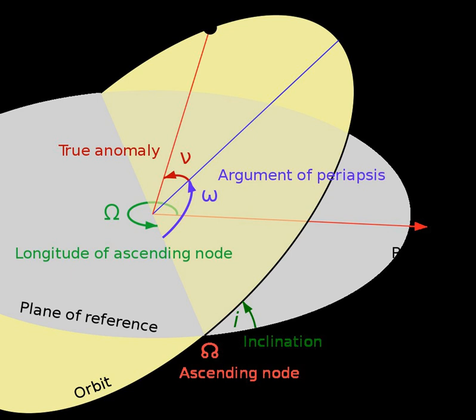Topic: See also. Beta angle, ephemeris, geopotential model, orbital state vectors, proper orbital elements, oscillating orbit.